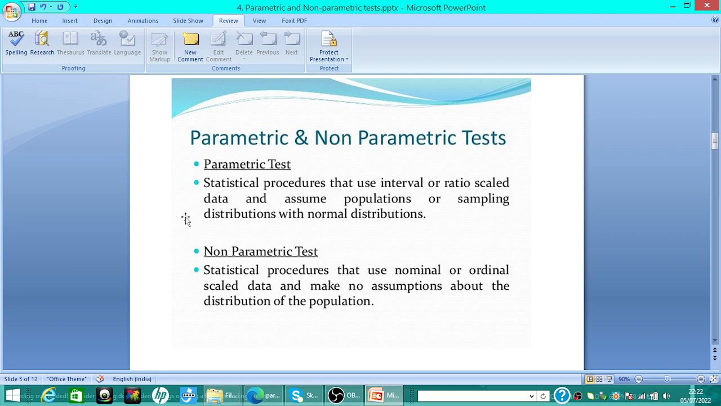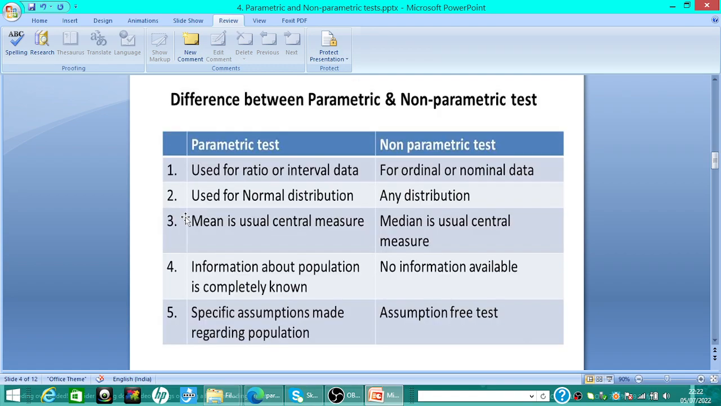So let's understand briefly the difference between those two. Parametric tests are used for ratio or interval scale data. Non-parametric tests are used for ordinal or nominal data. Parametric tests are used for normal distribution, just like we have seen in the last paper, and non-parametric tests are used for any distribution. Mean is the usual central measure for parametric tests, whereas median is the usual central measure for non-parametric tests. Information about the population is completely known in the case of a parametric test, whereas there is no information about the population in a non-parametric test.